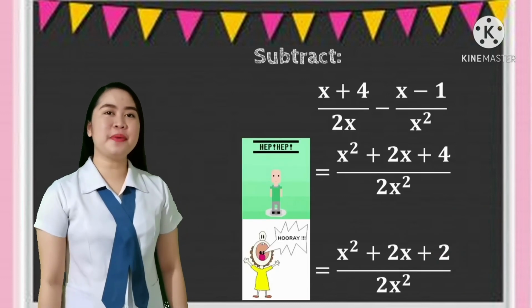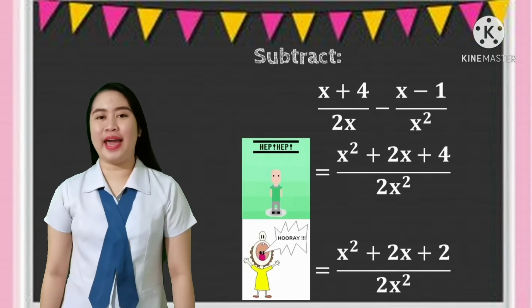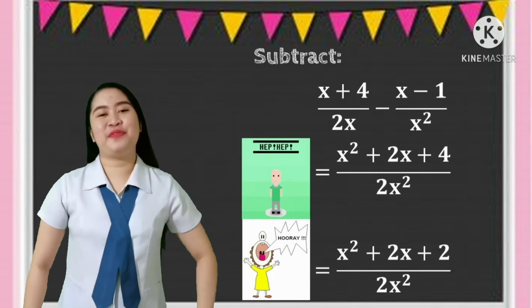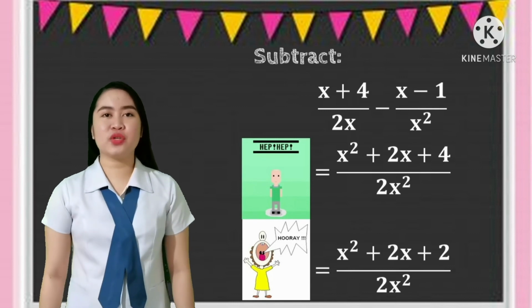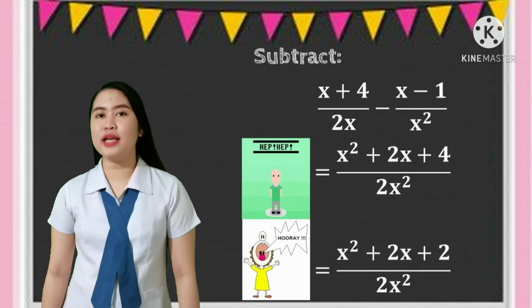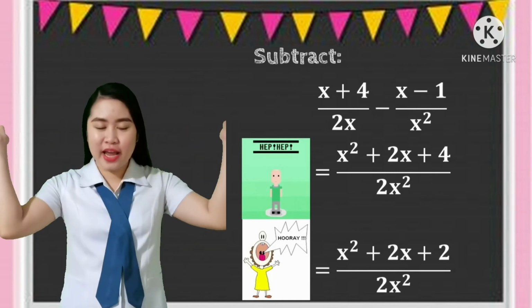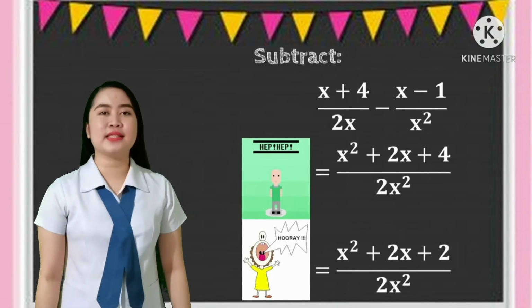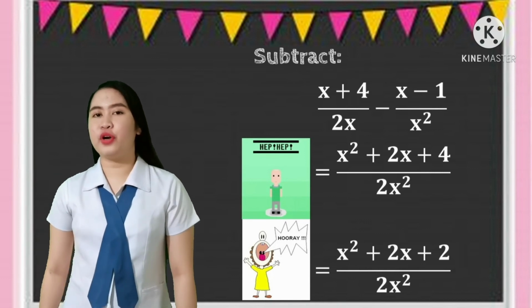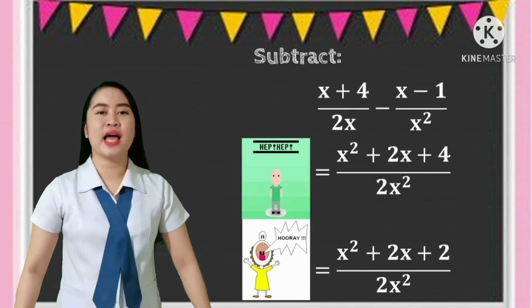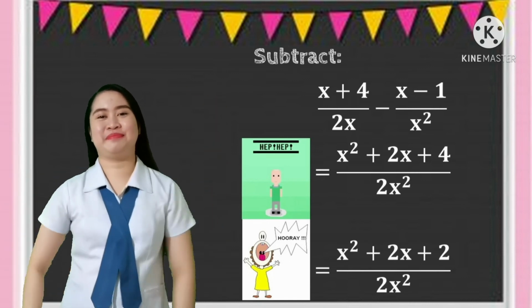Subtract x plus 4 over 2x minus x minus 1 over x squared. Say hep if your answer is x squared plus 2x plus 4 all over 2x squared, and you say hooray if your answer is x squared plus 2x plus 2 all over 2x squared. What do you think, learners? Hep or hooray?